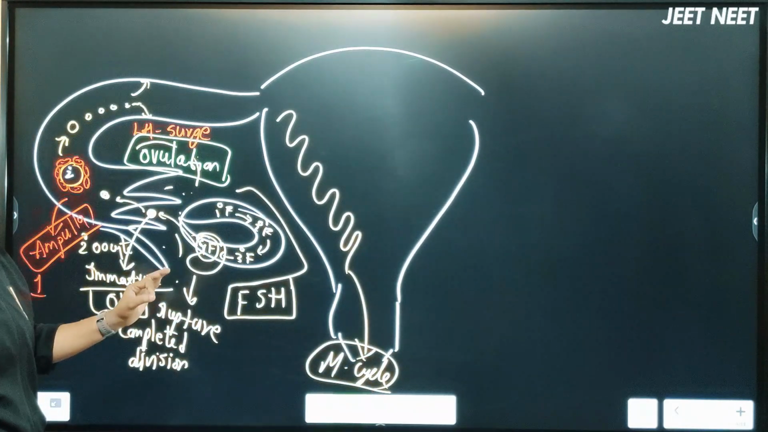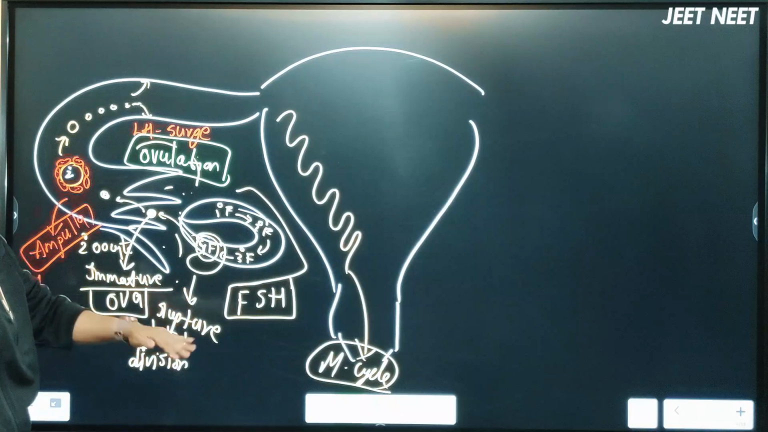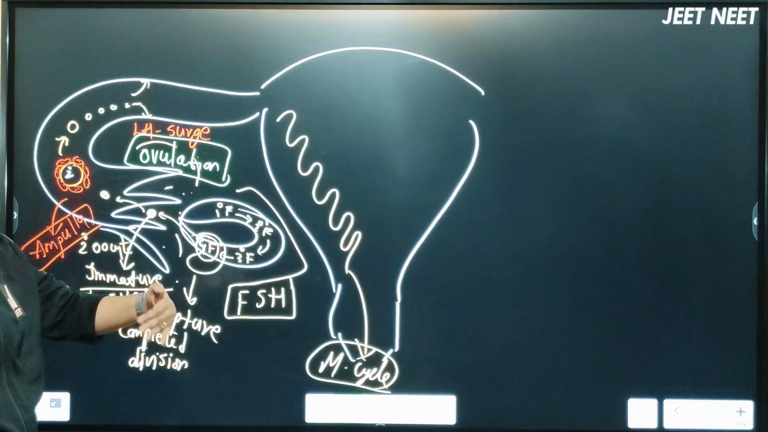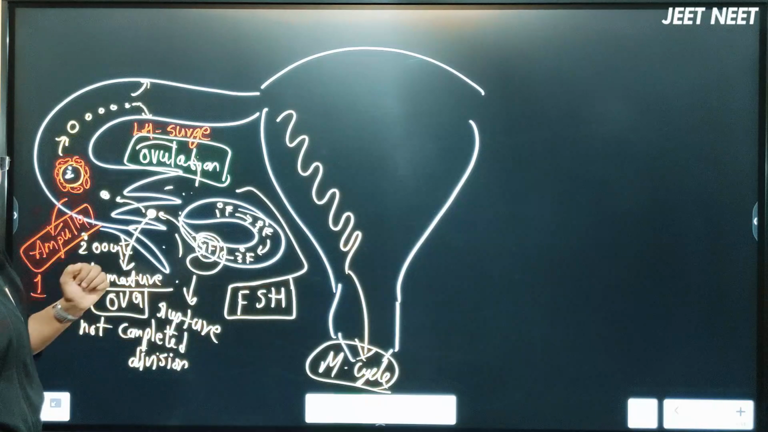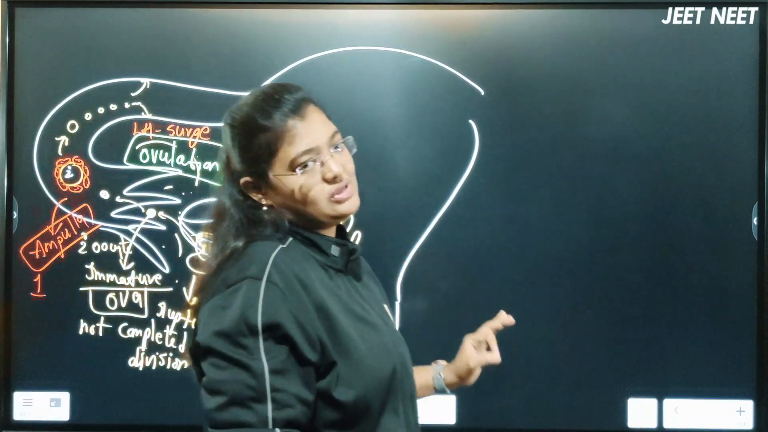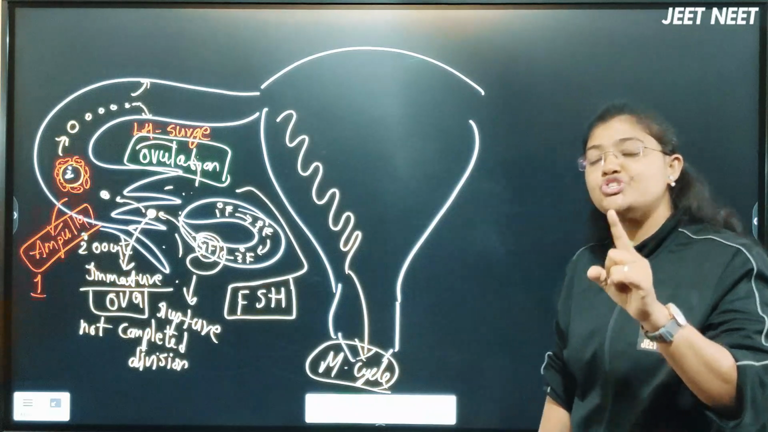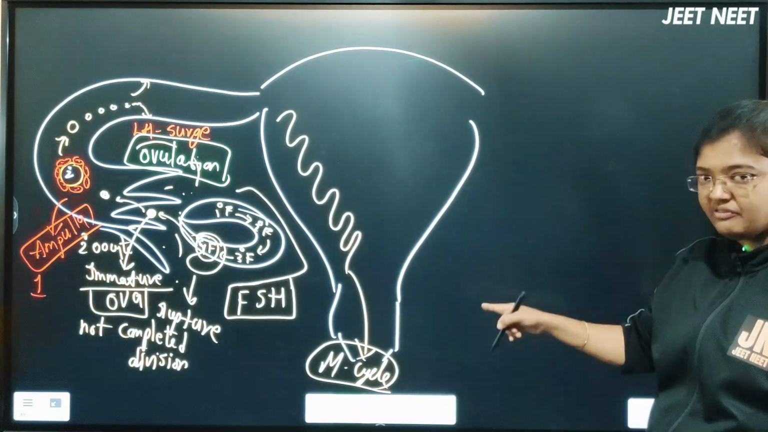If fertilization does not happen, this will be the condition. If fertilization happens, what will be the next stages that form? In the next video we are going to discuss that. So here we are done with the process called what? Oogenesis, right? If fertilization happens, further development will happen.